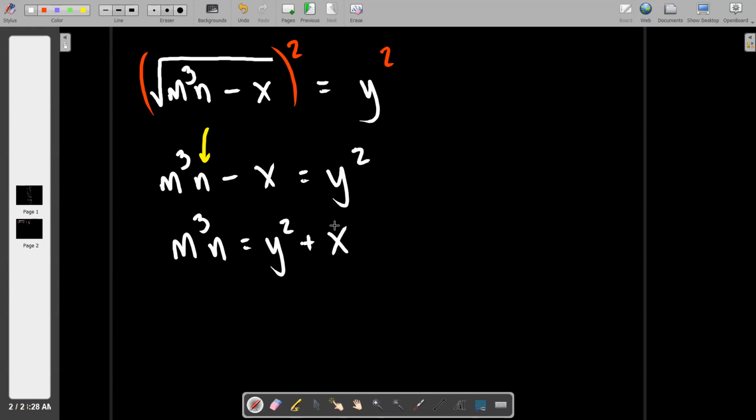And again, that could be x plus y squared. Doesn't matter. Last step, divide by m cubed. Good. That's it. So we wind up with n equals y squared plus x all divided by m cubed. I feel good? Right.